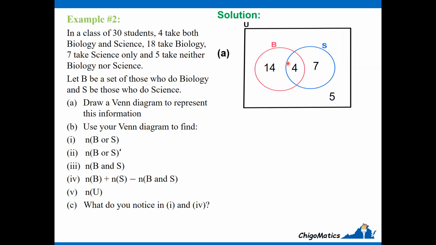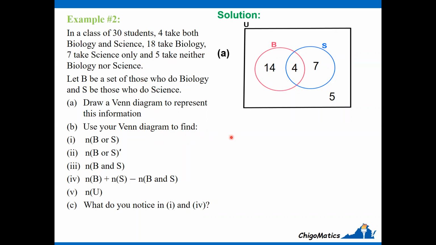So as it is, if you want to check whether your representation is correct, if you add all these 4 pieces of information, that is 14, 4, 7, and 5, you should reach the 30, because the universal set represents the class of 30 students, right?